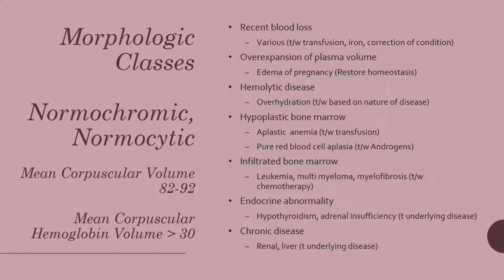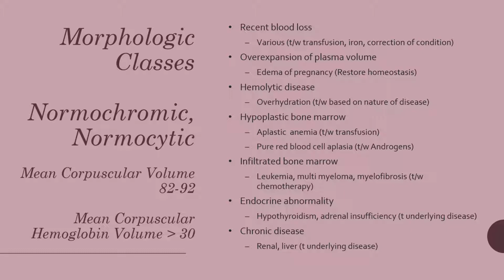We may see this kind of anemia in aplastic anemia. We'll treat that with transfusion. And pure red blood cell aplasia, the treatment is with hormones, the male hormones or androgens. The infiltrated bone marrow, this is going to be secondary to diseases like leukemia, multiple myeloma, myelofibrosis. And the treatment with this is going to be to correct the situation in the bone marrow and treat it with chemotherapy.